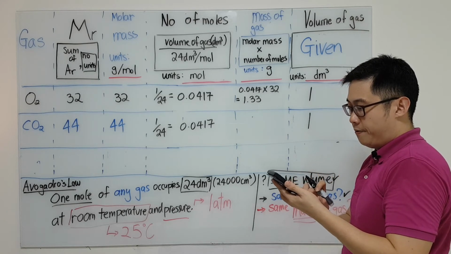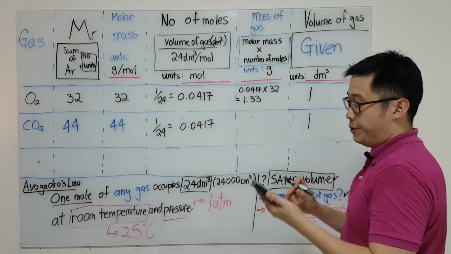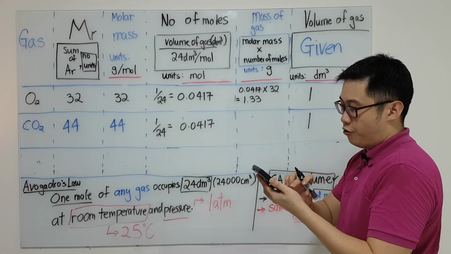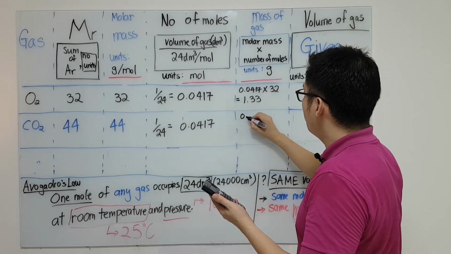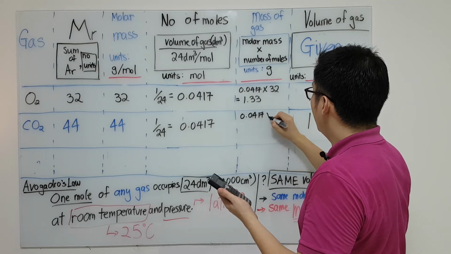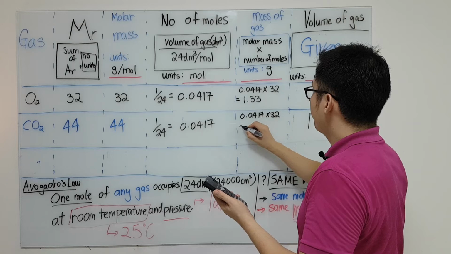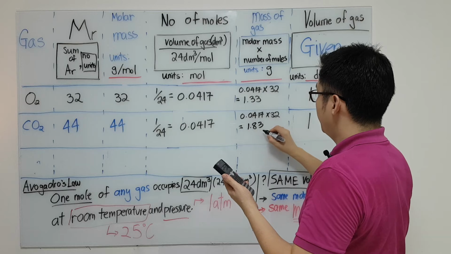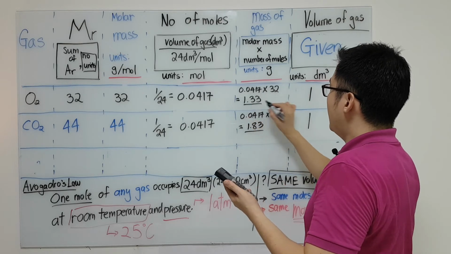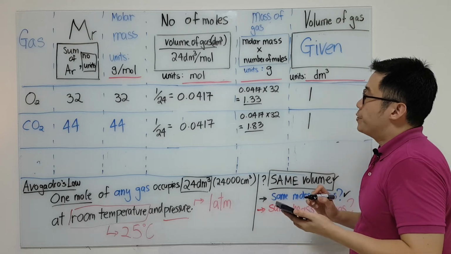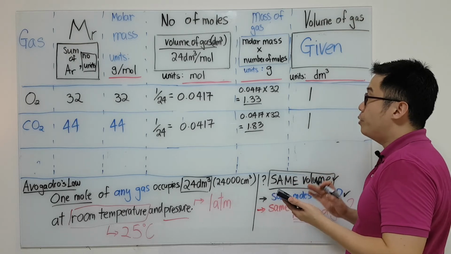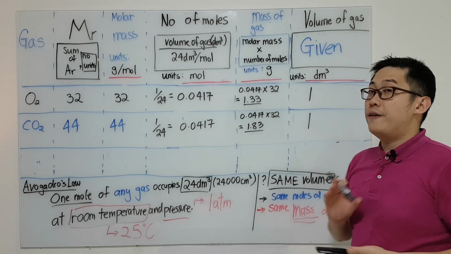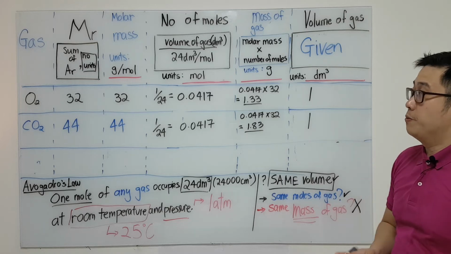Now, if I consider the case of CO2, I take the same number of moles here, and I multiply by 44. I will get 0.0417 times 44, which is 1.83 grams. So, students, in this case I would not have the same mass of gas even if I have the same volume of gas.